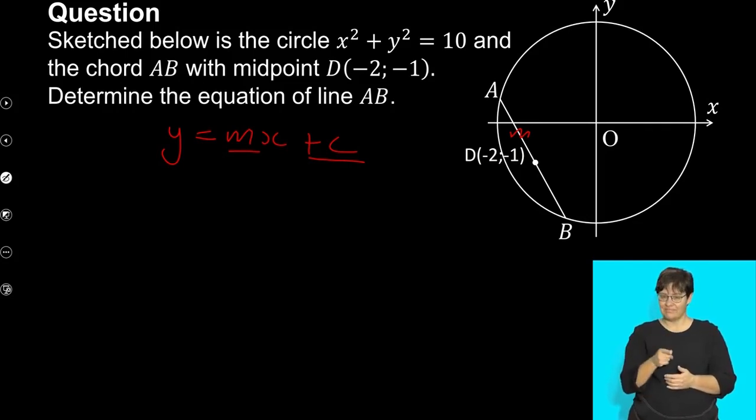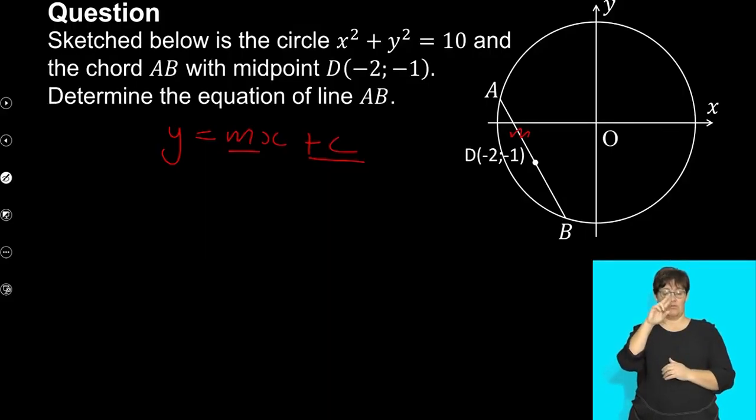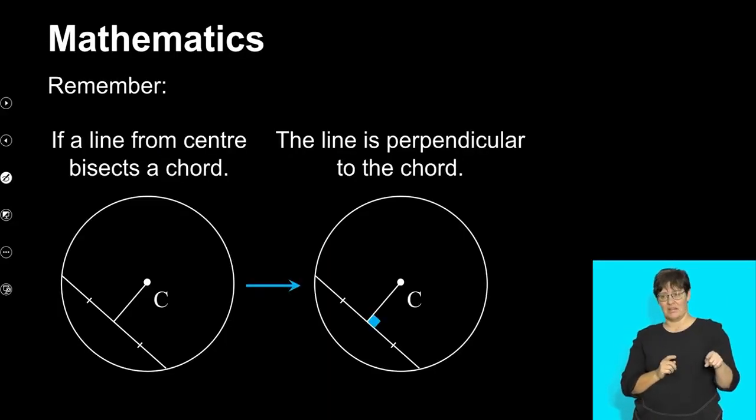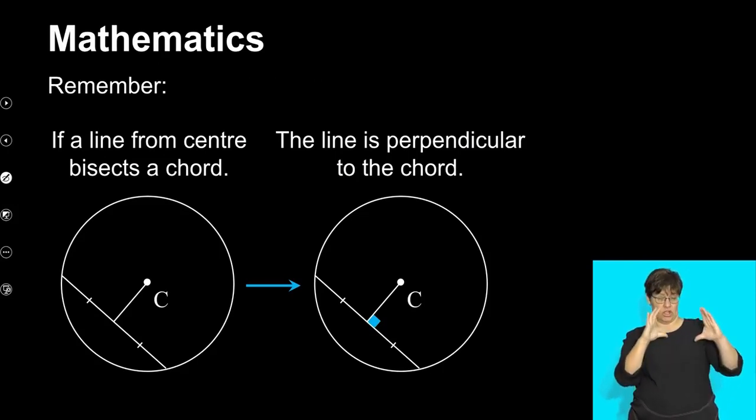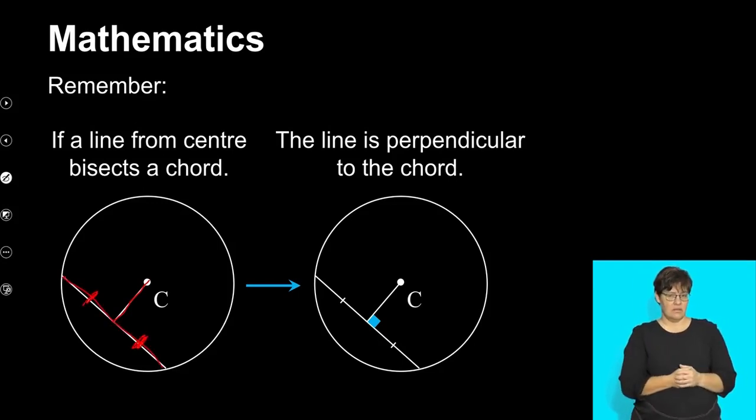This is where we're going to have to remember our circle geometry, and specifically this theorem. This theorem says that if we have a circle, and there's a line from the center of the circle, and there's a chord, and the line from the center of the circle cuts that chord in half, then the line from the center is perpendicular to the chord. Now let's see how that's going to help us with this question.